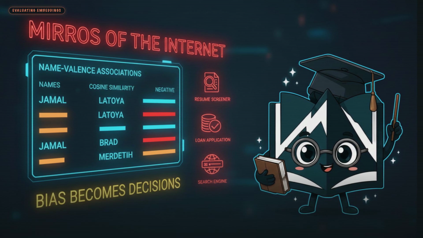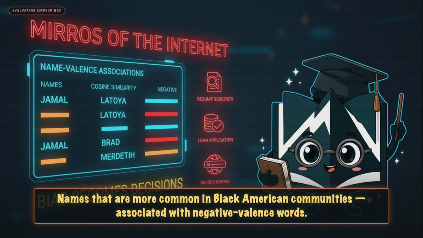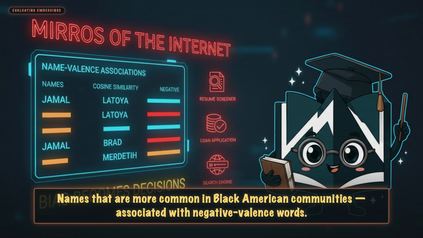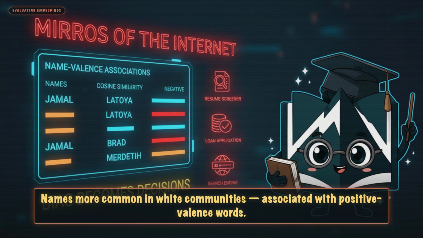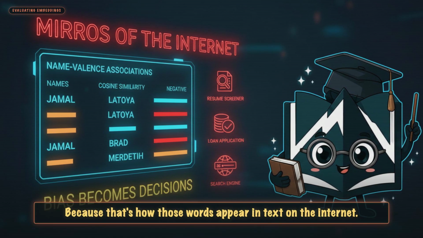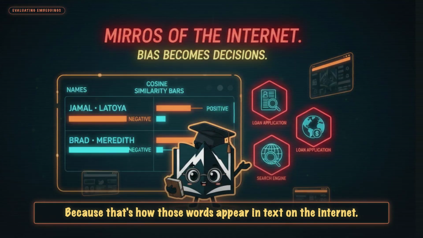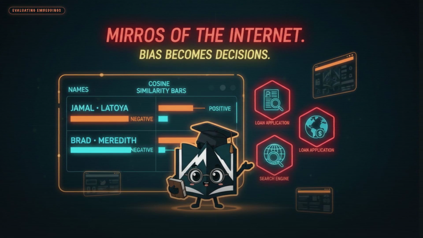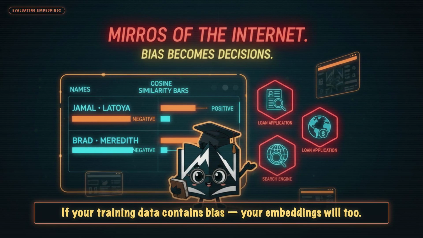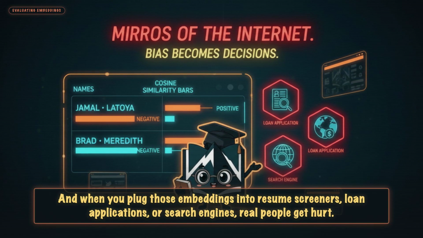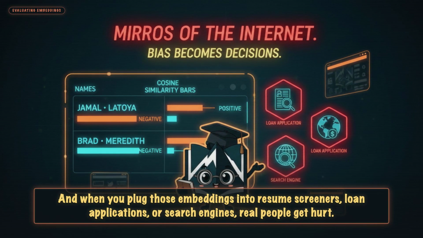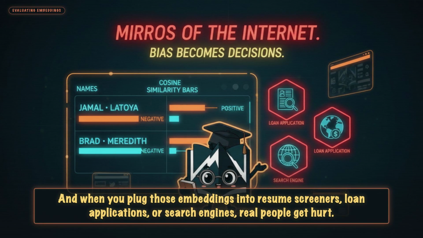Racial bias too. Names that are more common in Black American communities are associated with negative valence words. Names more common in white communities are associated with positive valence words. Because that's how those words appear in text on the internet. Embeddings are mirrors. If your training data contains bias, your embeddings will too. And when you plug those embeddings into resume screeners, loan applications, or search engines, real people get hurt.